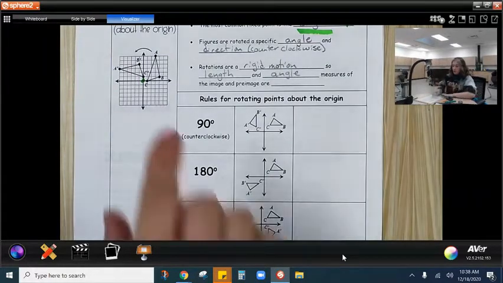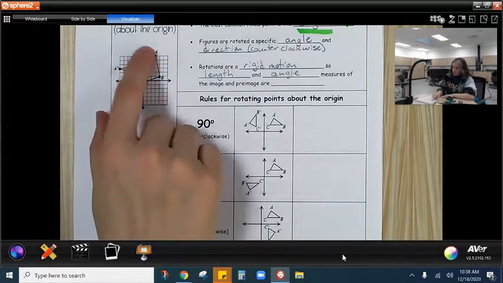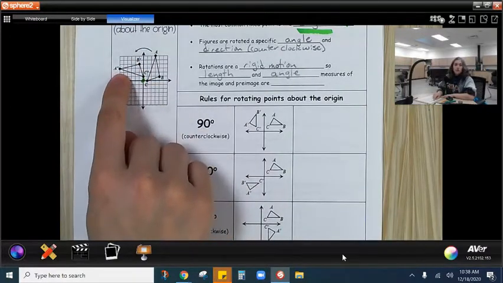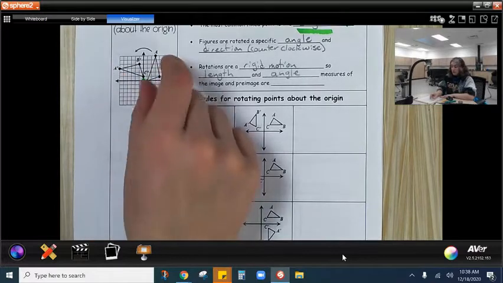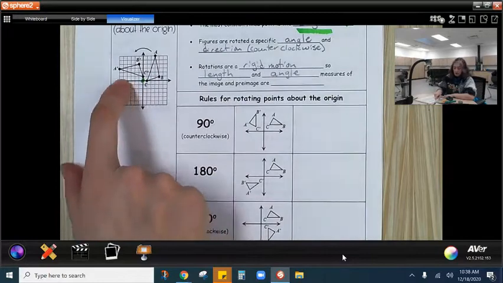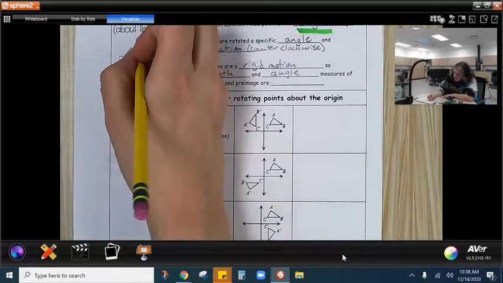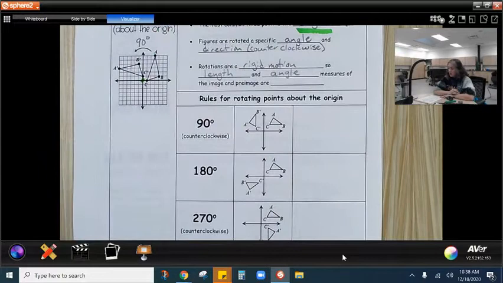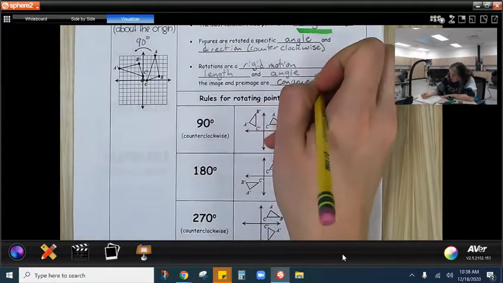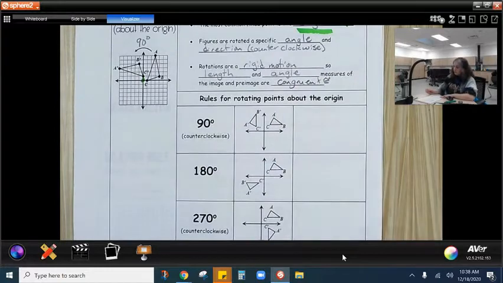Dyslexia kicking in there. So you can see here, we're rotating this. Here's our pre-image, triangle ABC, and then our image is A prime, B prime, C prime. So we rotated it, and this one rotated 90 degrees, all right? That was a 90-degree rotation, right? Rotations are a rigid motion, okay? So the length, angle, and measures of the pre-image and image are congruent. All right, they are congruent.